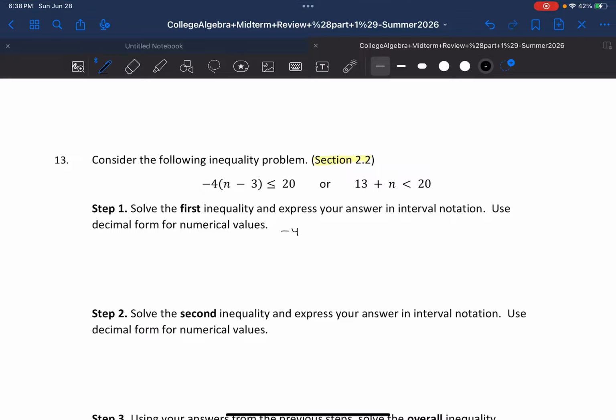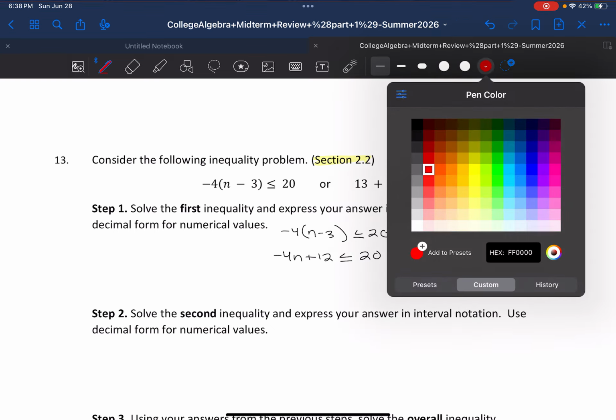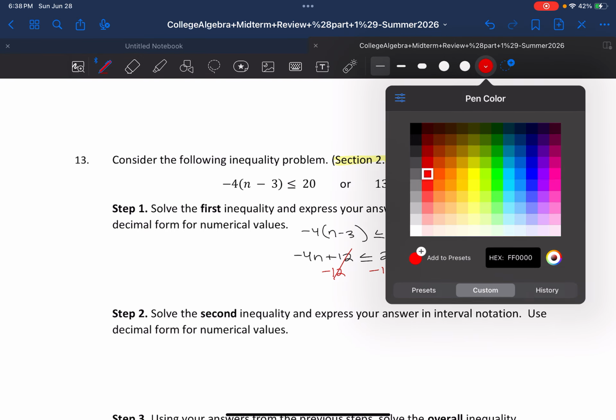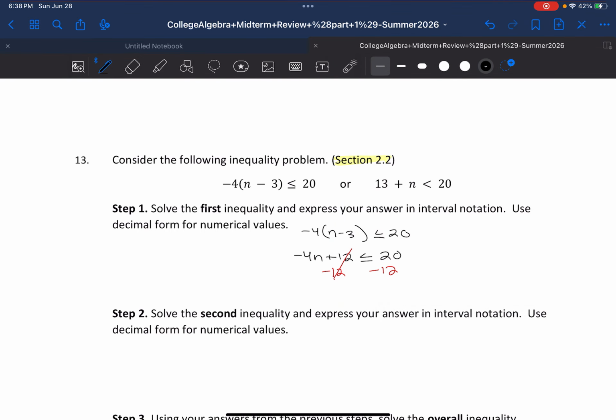So let's do that. I'm assuming the one on the left is the first one. So I'm going to distribute that -4. That would give me -4n plus 12 is less than or equal to 20. And then I would subtract 12 from both sides, which would leave me with -4n is less than or equal to 8.